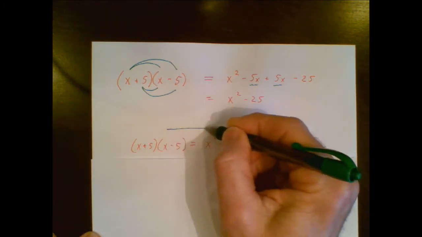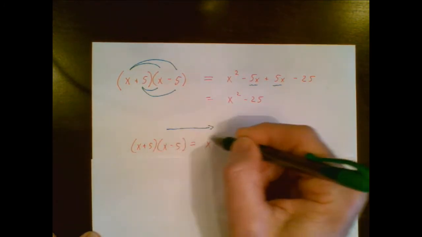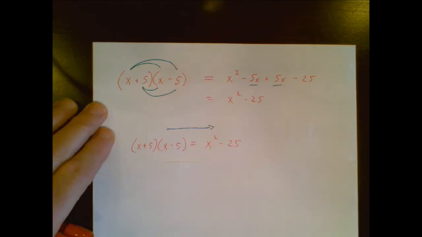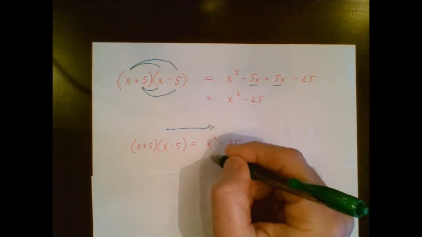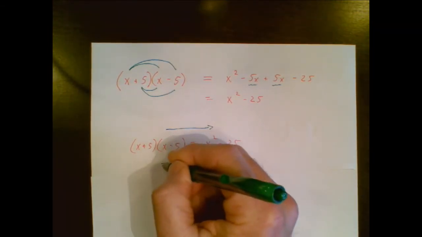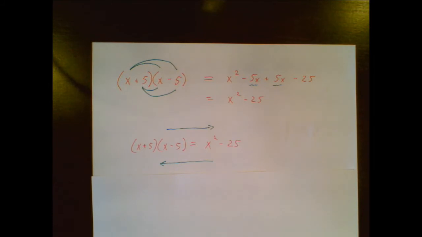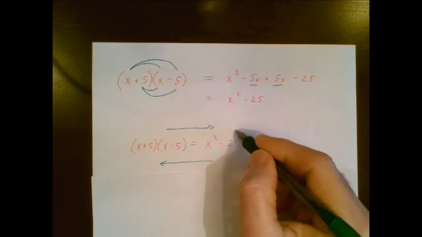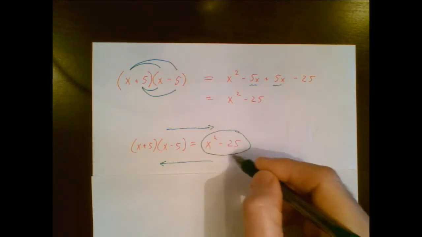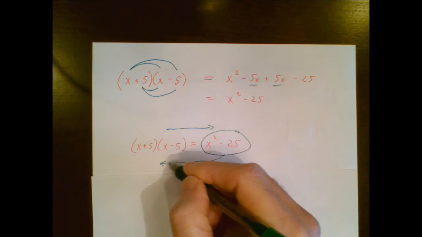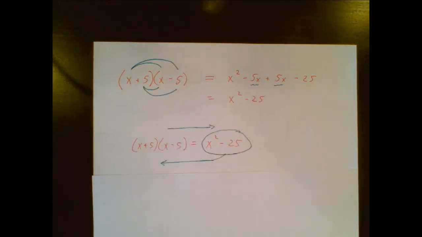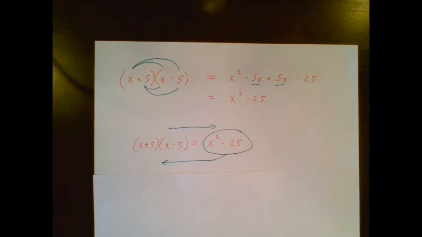When we were multiplying, we were thinking in that direction. When we're factoring, we're always thinking in the reverse direction. So what we're going to do today is say, if we find something that looks like this, can we turn it into something that looks like that? Factoring is always the reverse of multiplying.